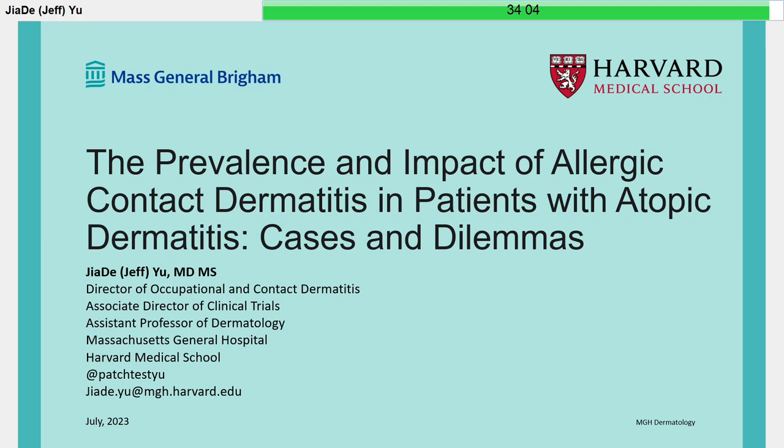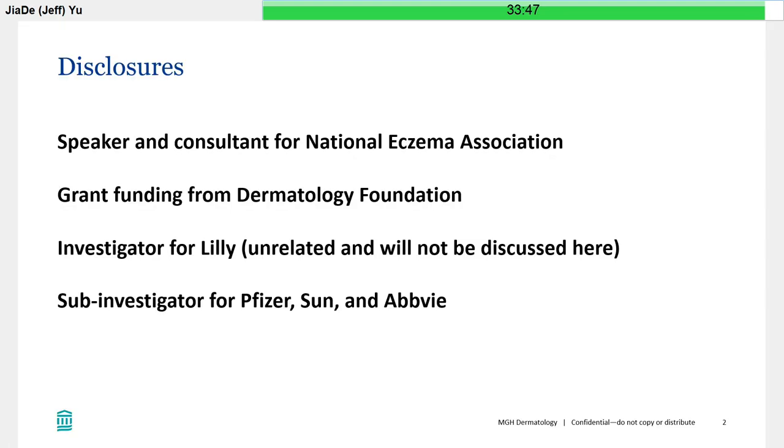One of my jobs right now is to do a lot of patch testing. I probably spend about 60% of my clinical time doing patch testing in adults as well as children. So I see plenty of people who come through for atopic dermatitis, get patch tested, have a relevant result, and then improve significantly without the use of a systemic agent. So I'm going to talk to you about the co-occurrence of both of those things.